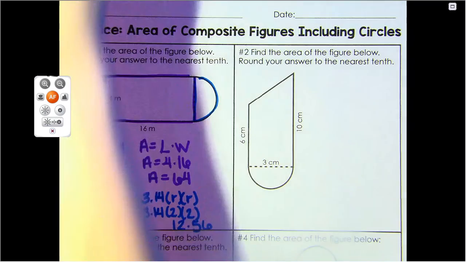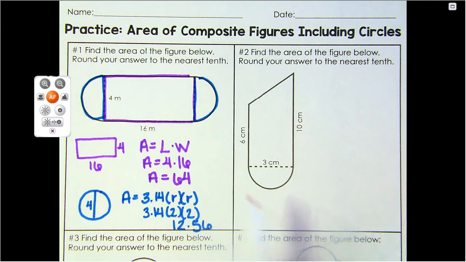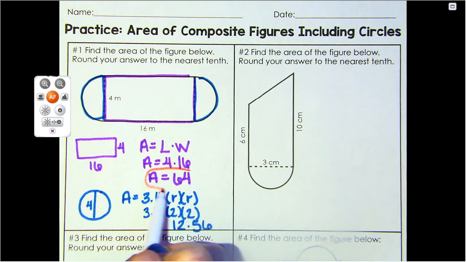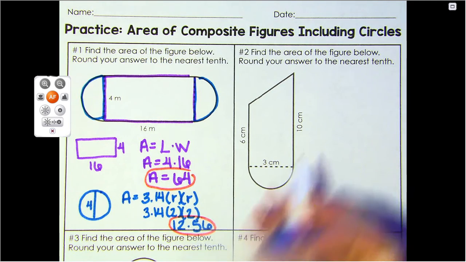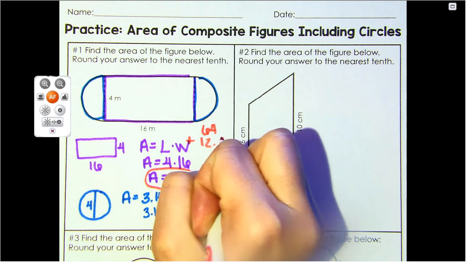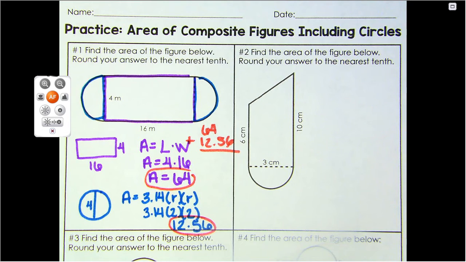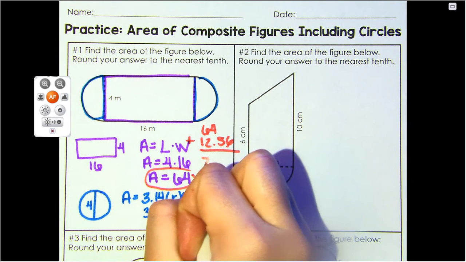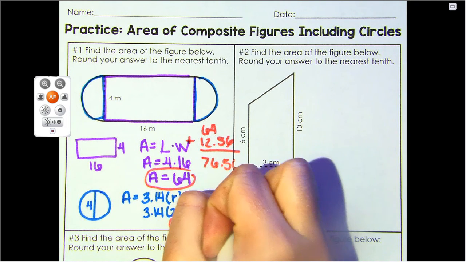And then the final step is going to be adding my total areas together. So I'm going to add the area of the rectangle and the area of the circle. So 64 plus 12.56. So my total area of the shape is 76.56.